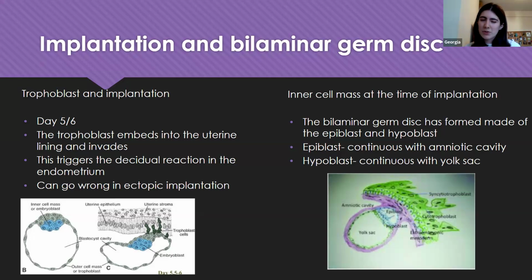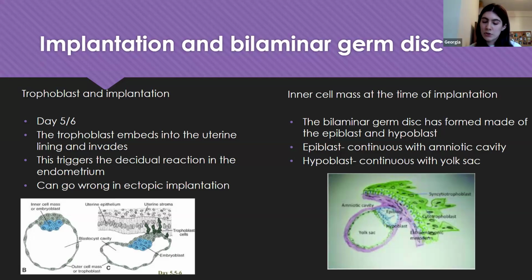So it's really important that this process of implantation occurs in the correct place. So you want it to occur in the uterus. Ectopic implantation is when it occurs somewhere else, and this can be quite dangerous. So it most commonly occurs in the fallopian tubes, and this can rupture, leading to hemorrhage in the mother, which is a surgical emergency.